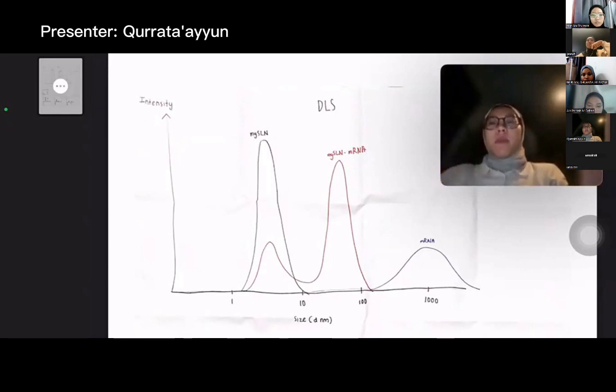And you can see that for my SLN and mRNA, there are two peaks, because we assume that not every mRNA is encapsulated in the SLN. Some of them will be empty, hence why there's a small peak at the SLN. And for just mRNA, you see that the diameter is the biggest because the mRNA tends to accumulate together. Hence, they clump together, forming a bigger size.